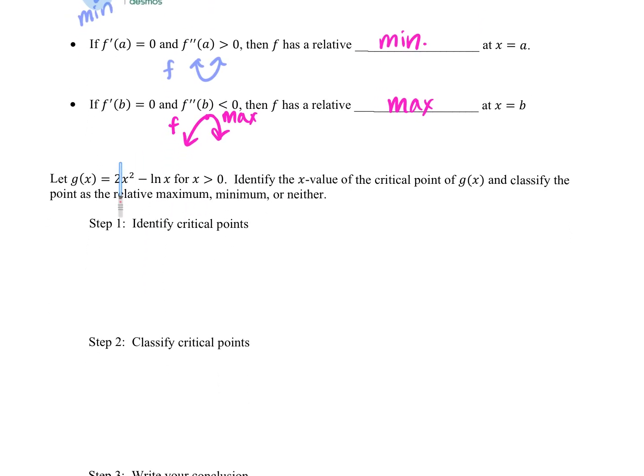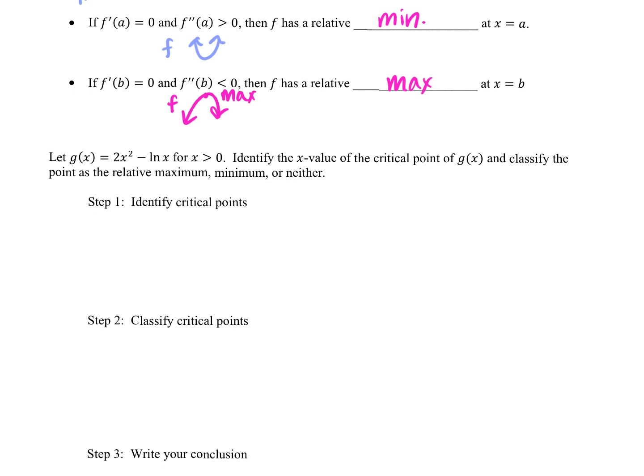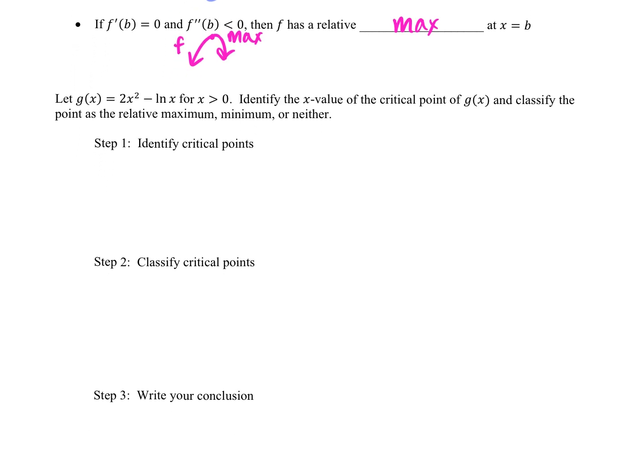So it says, hey, here's G. Identify those critical points. Again, critical points are just when your first derivative is 0. So let's go find those critical points. Let's go find G prime. Derivative of 2x squared is 4x, minus the derivative of natural log, 1 over x. We've got to figure out where that equals 0 or is undefined.